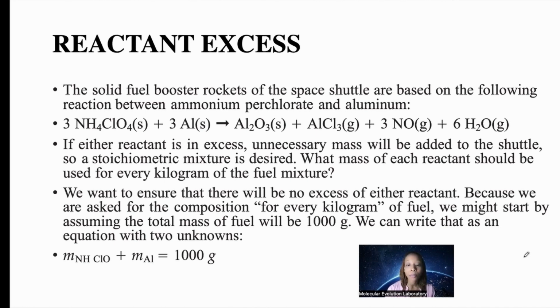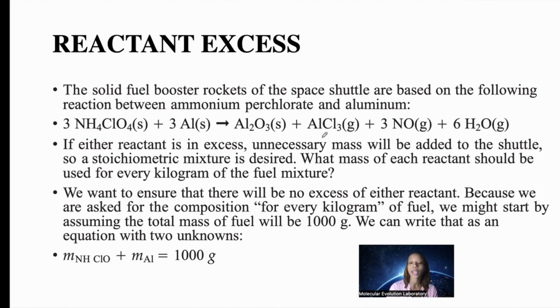The solid fuel booster rockets of the space shuttle are based on the following reaction between ammonium perchlorate and aluminum. So we have ammonium perchlorate and aluminum, giving you aluminum oxide, aluminum chloride, iron nitrate, and water. If either reactant is in excess, unnecessary mass will be added to the shuttle, so a stoichiometric mixture is desired. So you don't want anything to be in excess. What mass of each reactant should be used for every kilogram of fuel mixture?